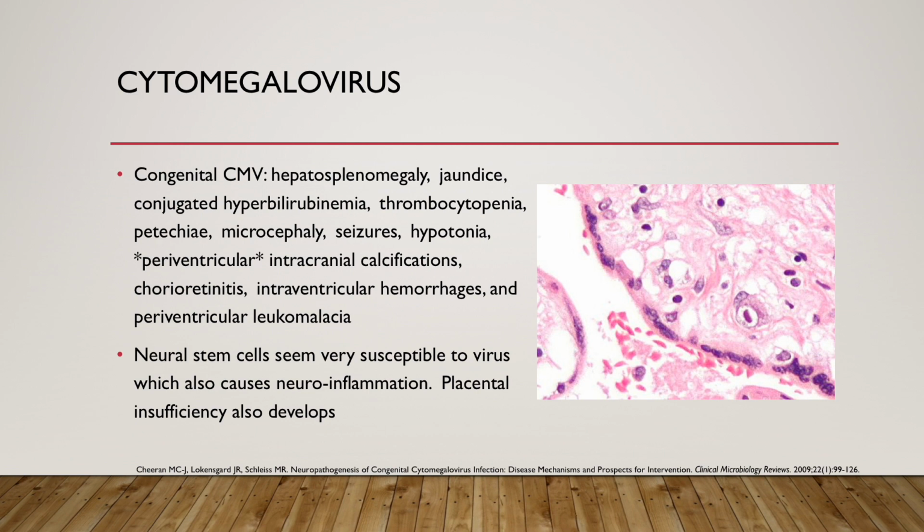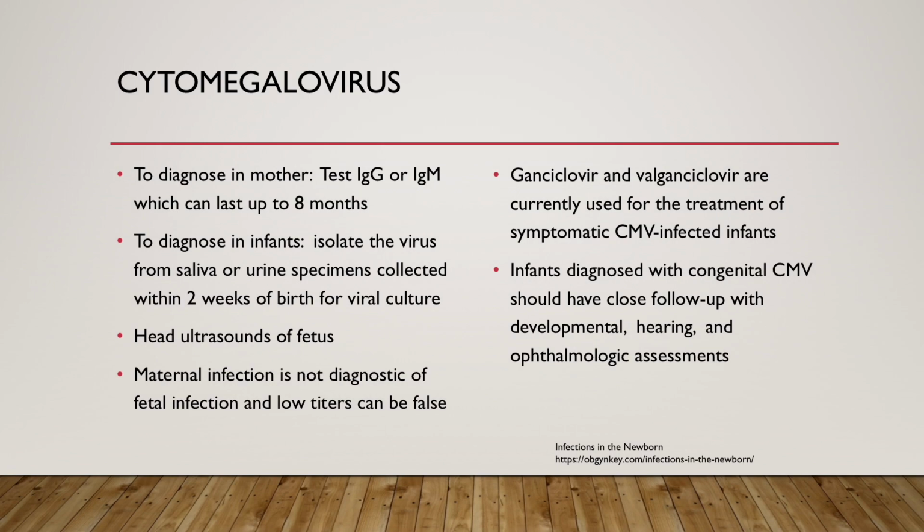Neural stem cells are very susceptible to this virus, which also causes neuroinflammation, which you can see with the neurological sequelae. Placental insufficiency can also develop due to local infection with CMV in the placenta. This can lead to intrauterine growth restriction. To diagnose the mother, you will want to test for IgG or IgM antibodies to CMV. IgM can last up to 8 months, which can be confusing depending on when you test.